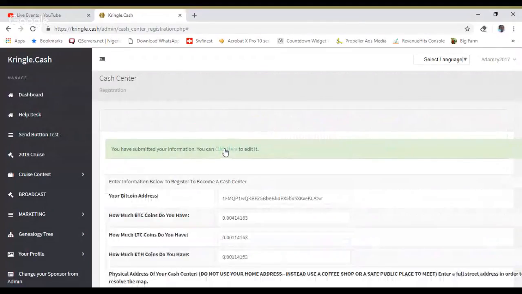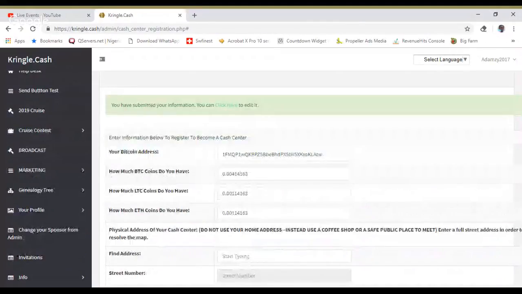Now, as at the time I registered, this is my Bitcoin wallet address. The amount of Bitcoin I had then was about $40. This is the $40 of Bitcoin. In my Litecoin, I also have about $18. Ethereum as well, I have about $20. So these are the figures you need to put.